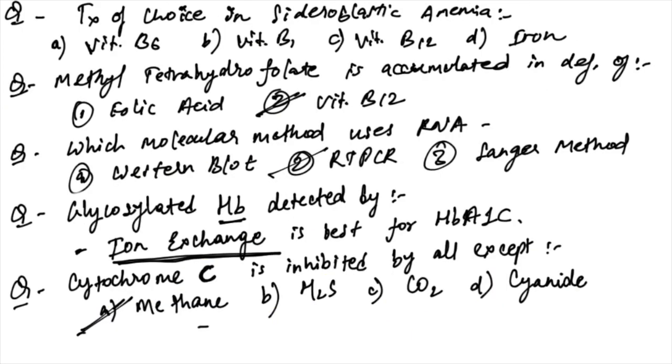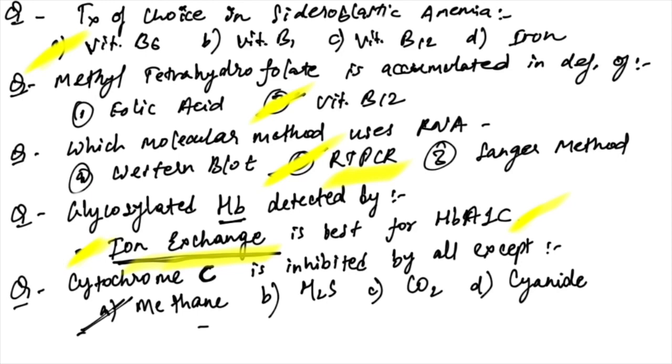Now the treatment of choice in sideroblastic anemia is vitamin B6. Now methyl tetrahydrofolate is accumulated in deficiency of vitamin B12. Now which molecular method uses RNA? RT-PCR uses RNA, and not Western blot and Sanger's method, they don't use RNA. Now glycosylated Hb detected by ion exchange is best for HbA1c.